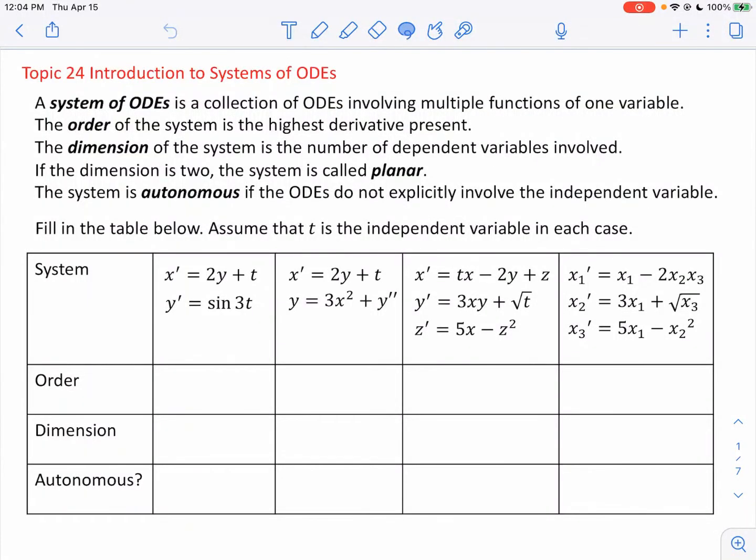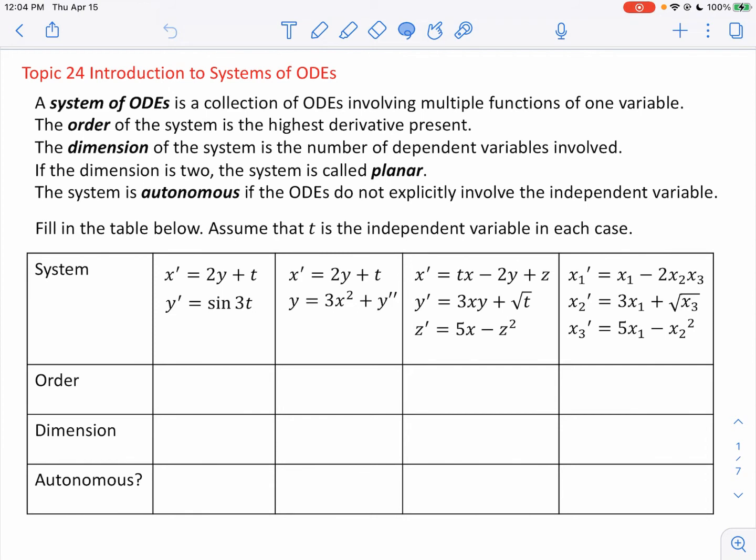Hello, differential equation students. Topic 24 is an introduction to systems of ODEs, ordinary differential equations. Now, a system of ODEs is a collection of ODEs involving multiple functions of one variable. The order of the system is the highest derivative present.